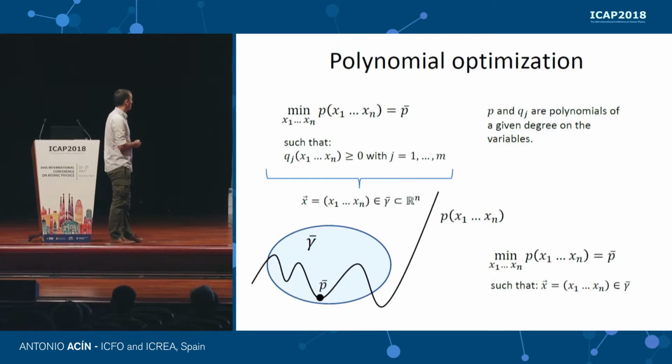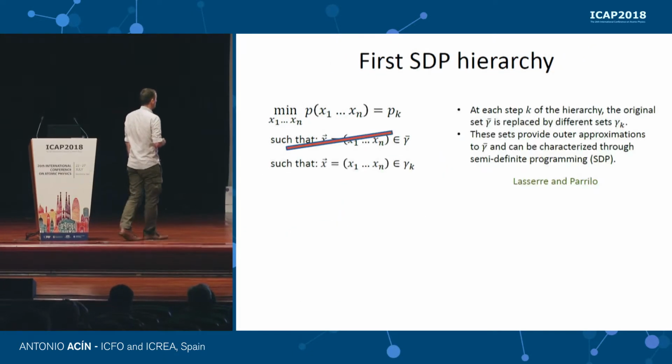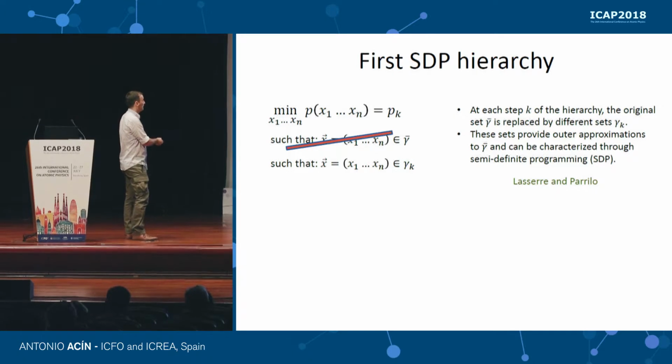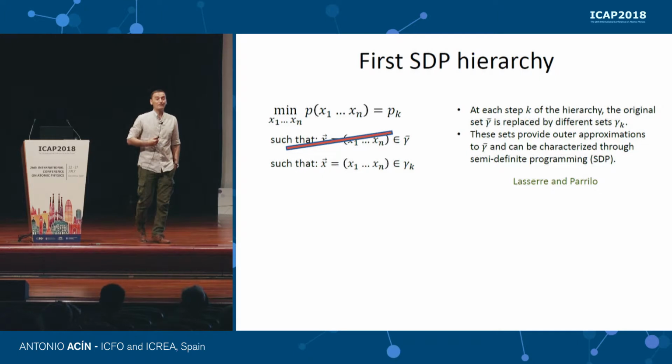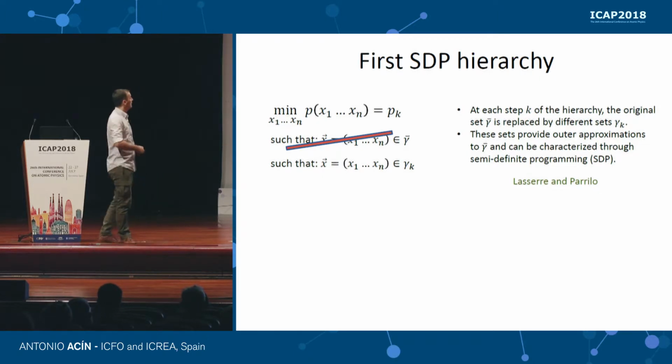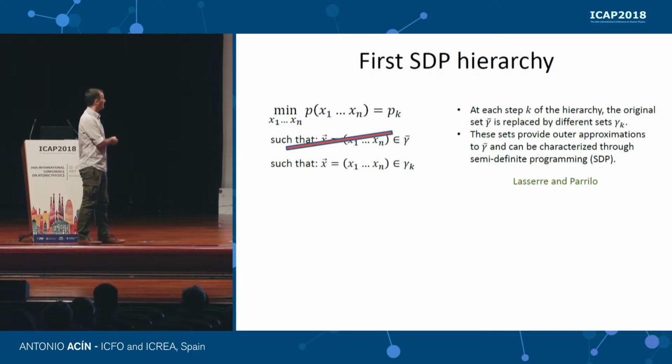There is a nice way of addressing this problem, which was proposed by Lasserre and Parrilo, okay, maybe 20 years ago, I don't remember now. Basically, what Lasserre and Parrilo proposed was: forget about this set of interest and replace it by other sets. And the nice advantage is that these sets are much easier to characterize. And what do I mean by easier?